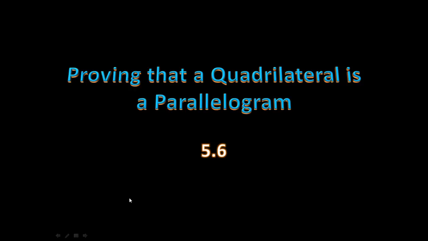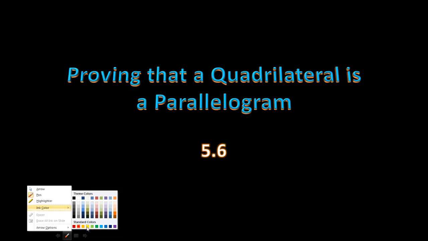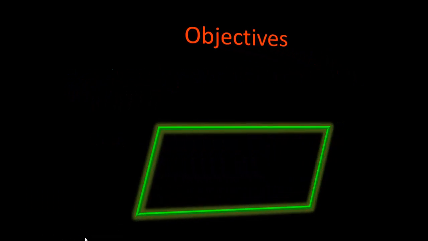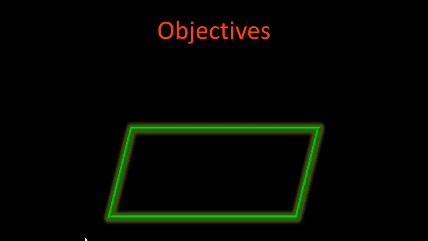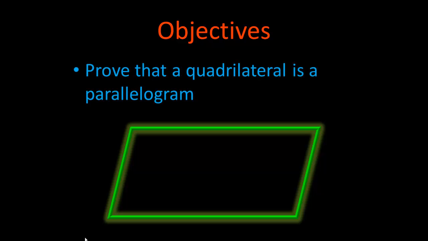So we are going to be proving that a quadrilateral is a parallelogram, and you can find this in 5.6 in your books if you want to follow along. Our objectives, we actually only have one, and that is to prove that a quadrilateral is a parallelogram. I'm going to get tongue-tied a lot during this one, so bear with me.